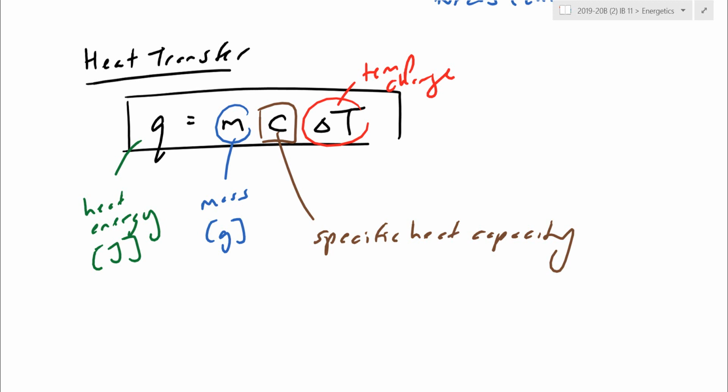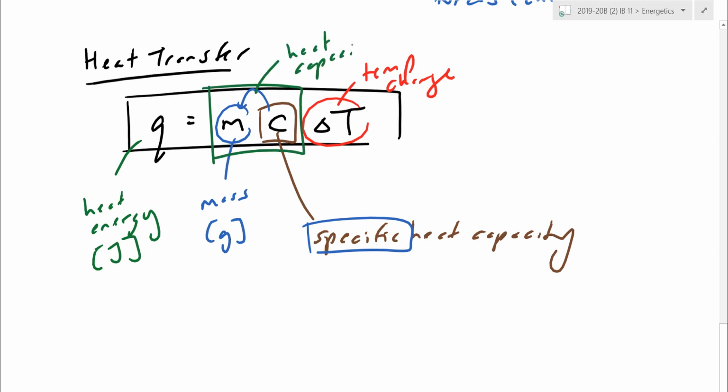When I look at constants like this, whenever I see the term specific, it usually means that the mass term is isolated, factored out as its own. In chemistry, we're going to see it this way. In physics, sometimes you're going to see it generally referred to as just a heat capacity, not specific heat capacity. And without that term specific, it means that the mc term is put into just a single constant.